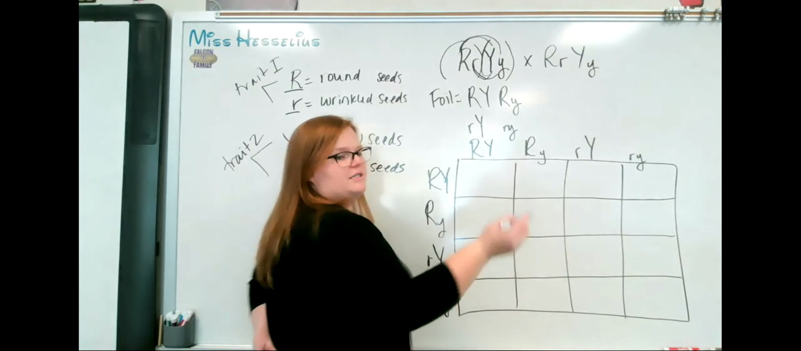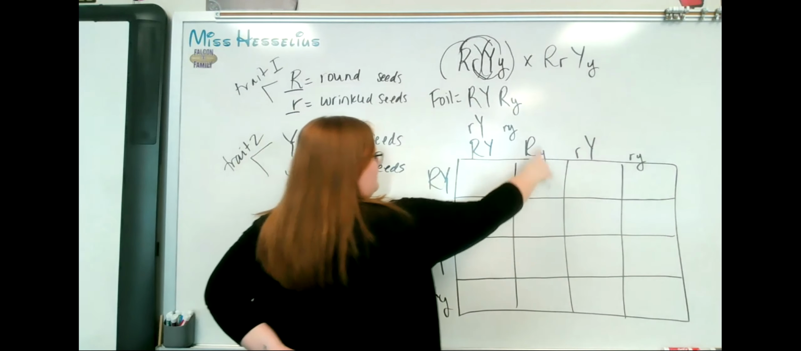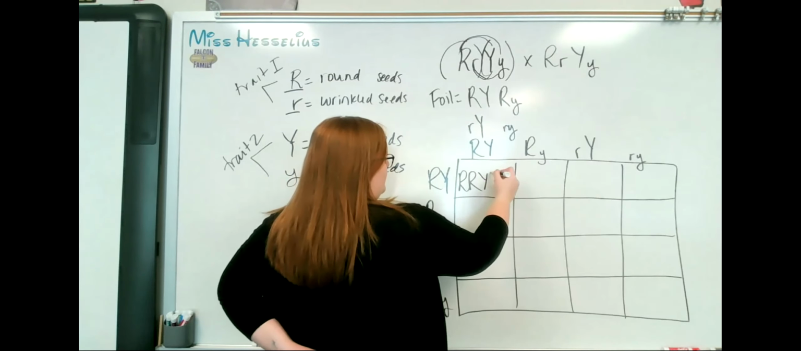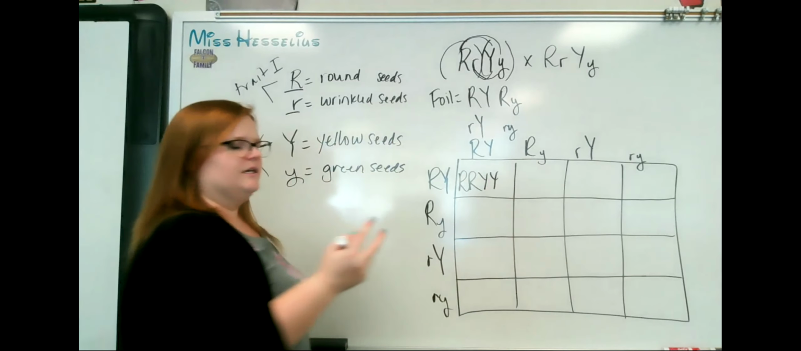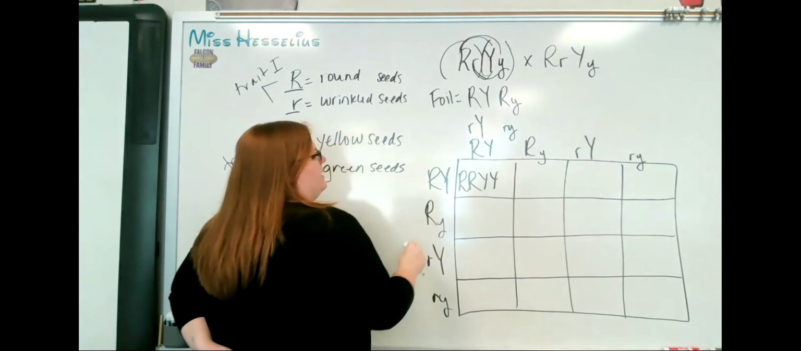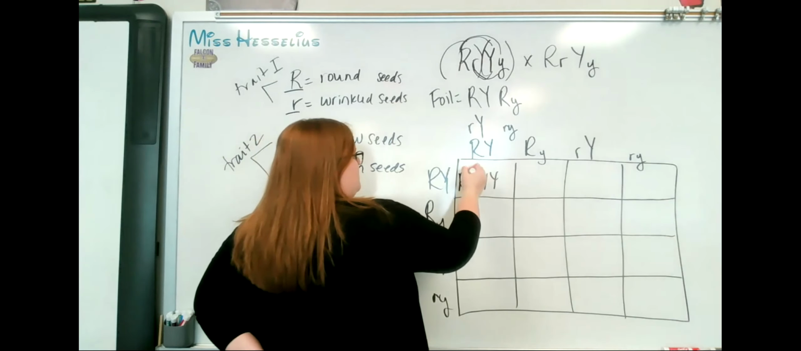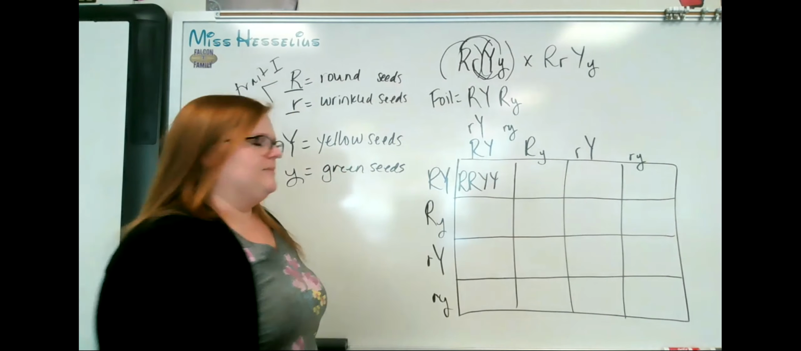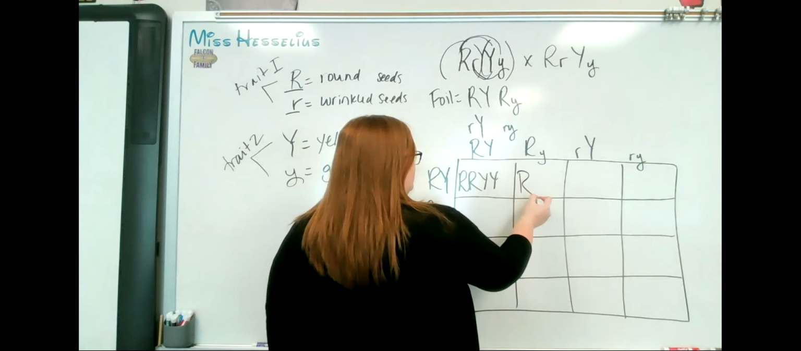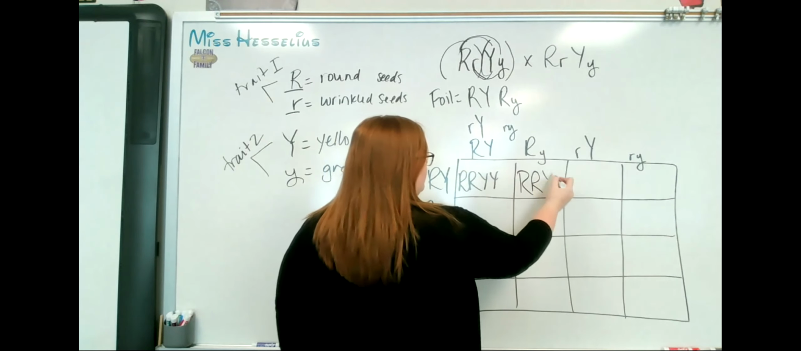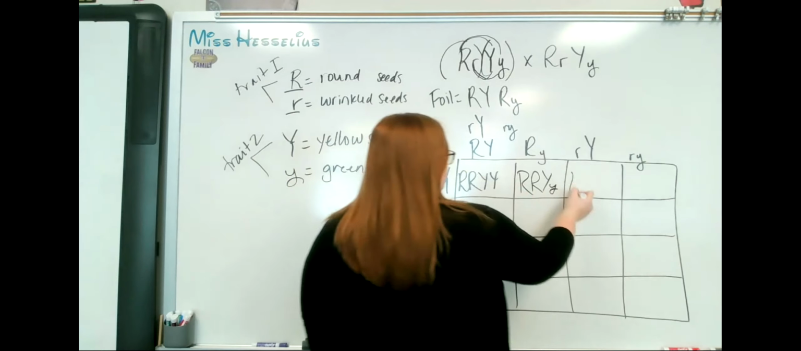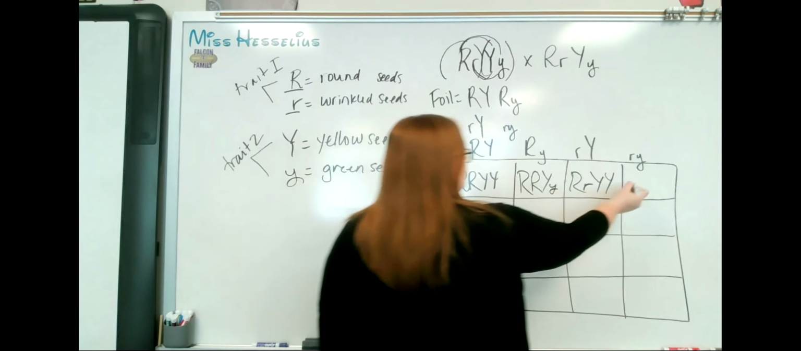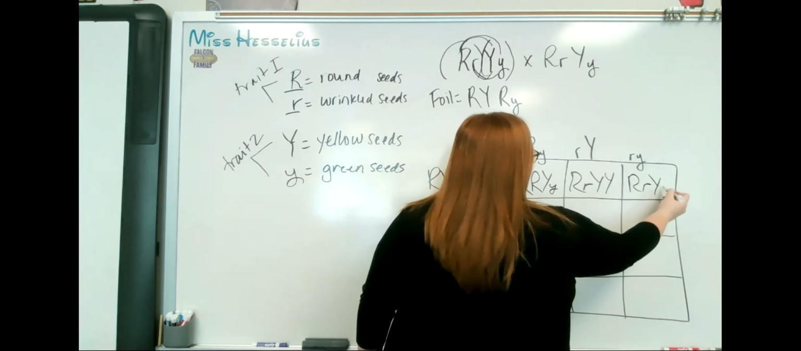Then just like a monohybrid cross, you follow what's on top and on the side of each box and you fill it in. So we have big R, big R, big Y, big Y. It's important to always put the letters back together. Put the R's back together. Don't do big R, big Y, big R, big Y, because it's going to be harder to read and find out what the genotypes are. So put your R's back together: big R, big R, big Y, little y; big R, little r, big Y, big Y; big R, little r, big Y, little y.